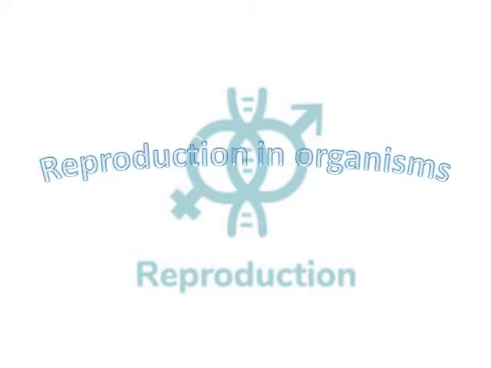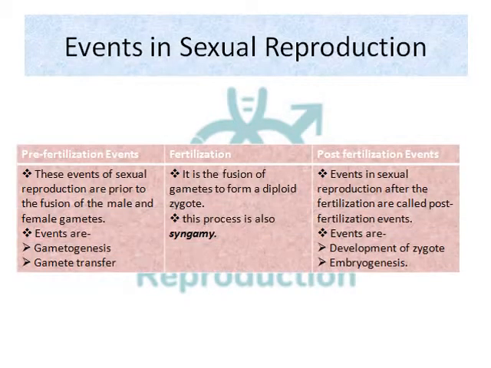Hello everyone, this is a video on reproduction in organisms CBSE, part 8 of chapter 1, reproduction in organisms. So far in my previous video I explained reproduction, then I told about asexual and sexual reproduction. In this video I am going to explain what are the processes that take place in sexual reproduction, or what are the steps that go in sexual reproduction.